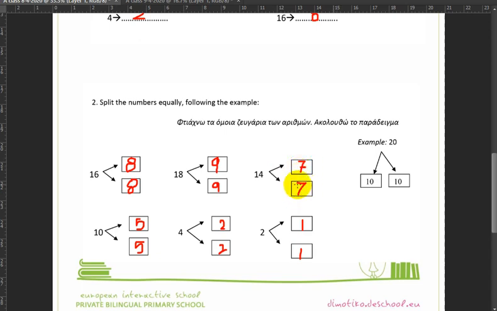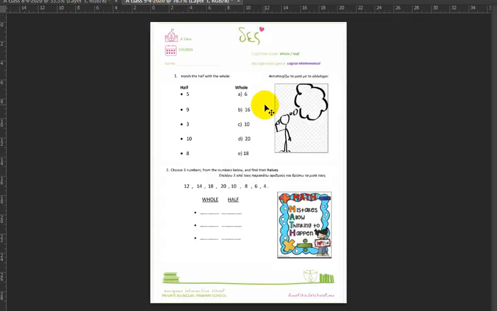And again, I said this in the previous videos as well, but if you just remember that 7 and 7 makes 14, you don't have to do that process that I just did of 1 and 1 makes 2, 2 and 2 makes 4, 3 and 3 makes 6. You can just write 7 and 7. If you remember it. If you don't, you can do what I just did.